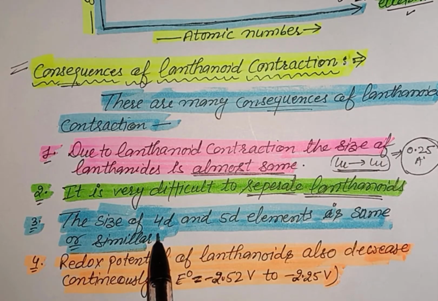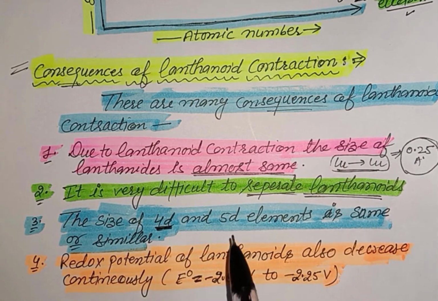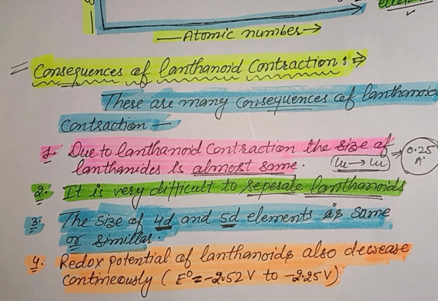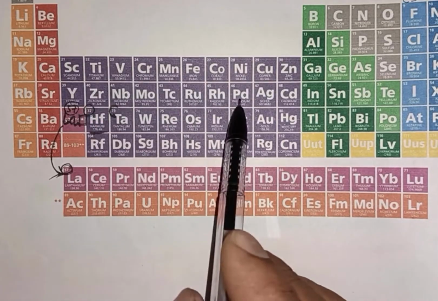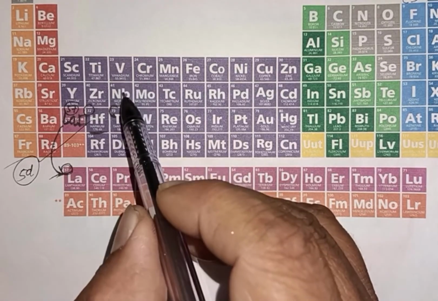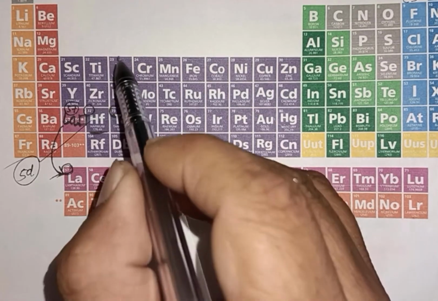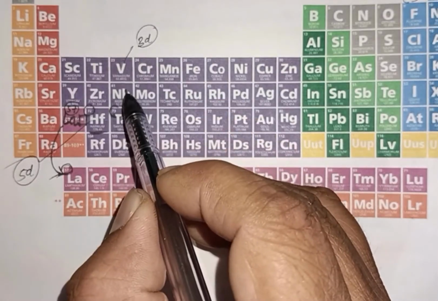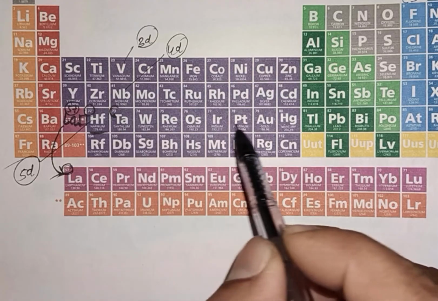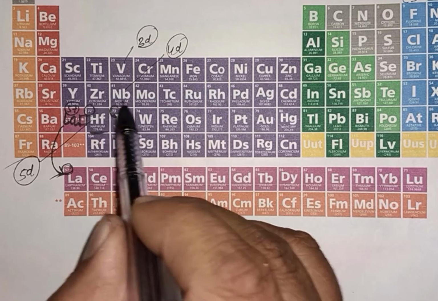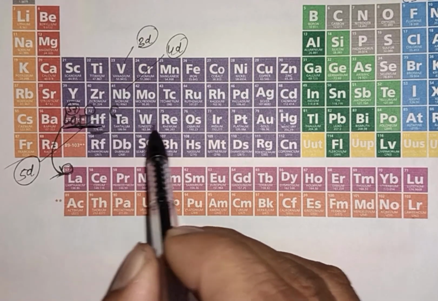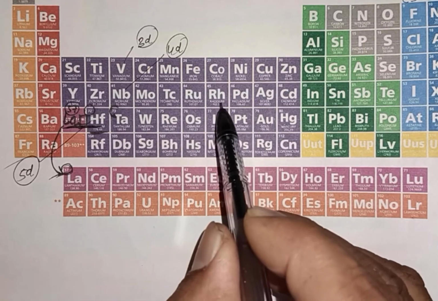The third one is that because of the lanthanoid contraction, the size of the 4d transition metal elements becomes similar to the size of the 5d series transition elements. This is the 3d series, this one is the 4d series, and this one is the 5d series. We know that as we move down the group, the size increases. So as compared to the 3d series, the size of the 4d series elements is bigger. In the same way, the size of the 5d series elements should be bigger as compared to the size of the 4d series elements. But due to this lanthanoid contraction, the size of the 5d series elements is almost similar to the size of the 4d series elements.